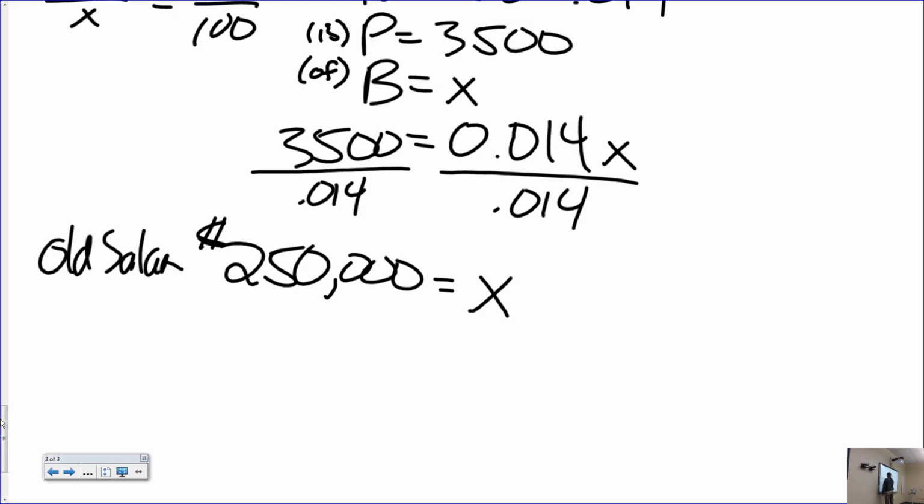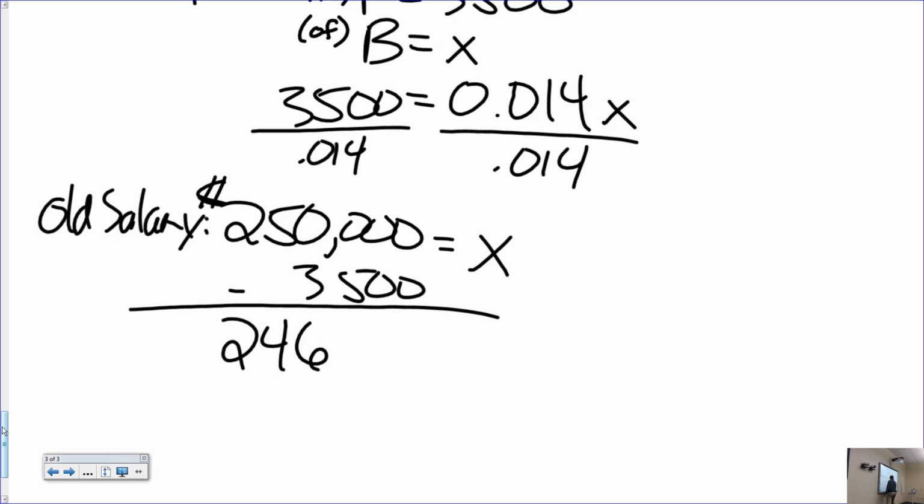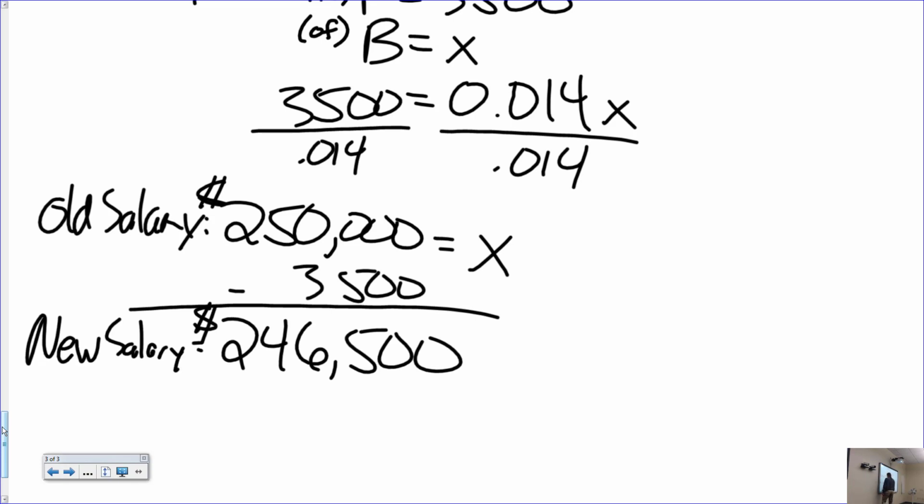So what's my new salary after I had to take this terrible pay cut? I mean, come on, it's terrible, right? Minus $3,500. I'm going to be broke after this, right? Because now I'm only making $236,500 is my new salary. I quit. If I'm not making at least $250,000, there's no way I'm doing this job.